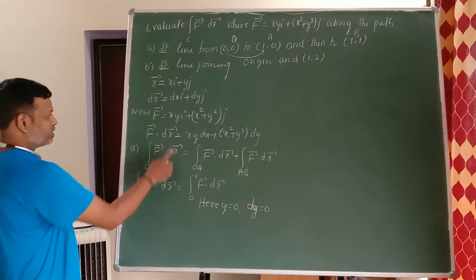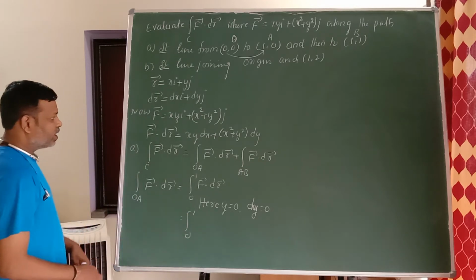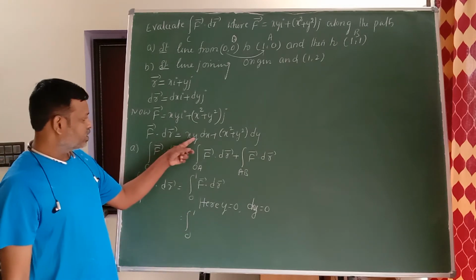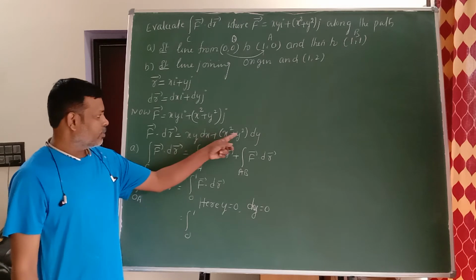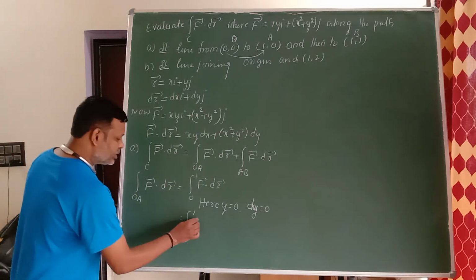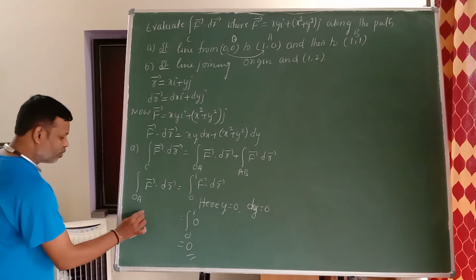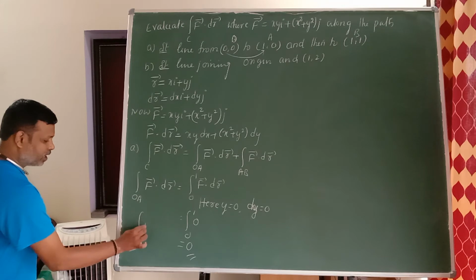Therefore what happens here? This becomes the integral from 0 to 1 of F·dr. Since y is equal to 0 and dy is equal to 0, this entire thing becomes 0. So the answer will be equal to 0. This is ∫ along OA of F·dr.